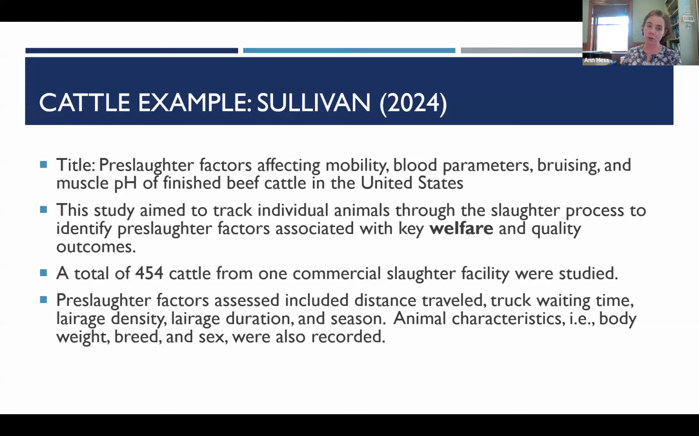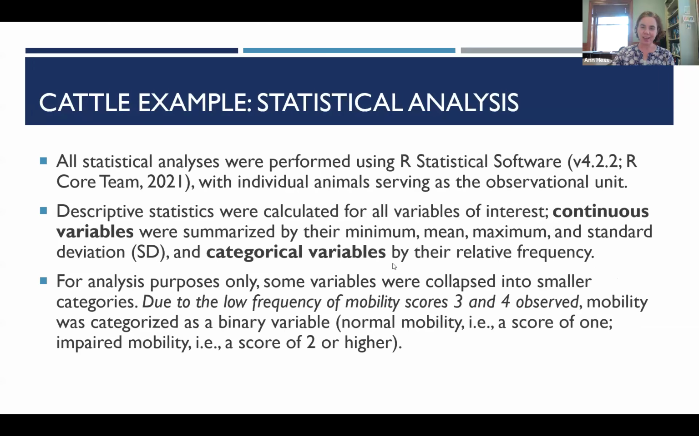A total of 454 cattle from one commercial slaughter facility were studied. Pre-slaughter factors assessed included distance traveled, truck waiting time, lairage density. I'm going to let the rest go off. Then we move into the statistical analysis.